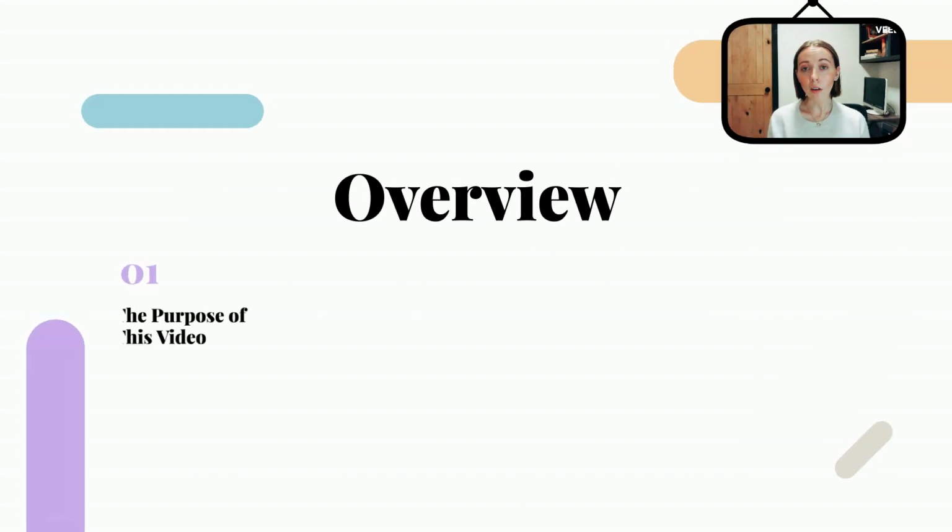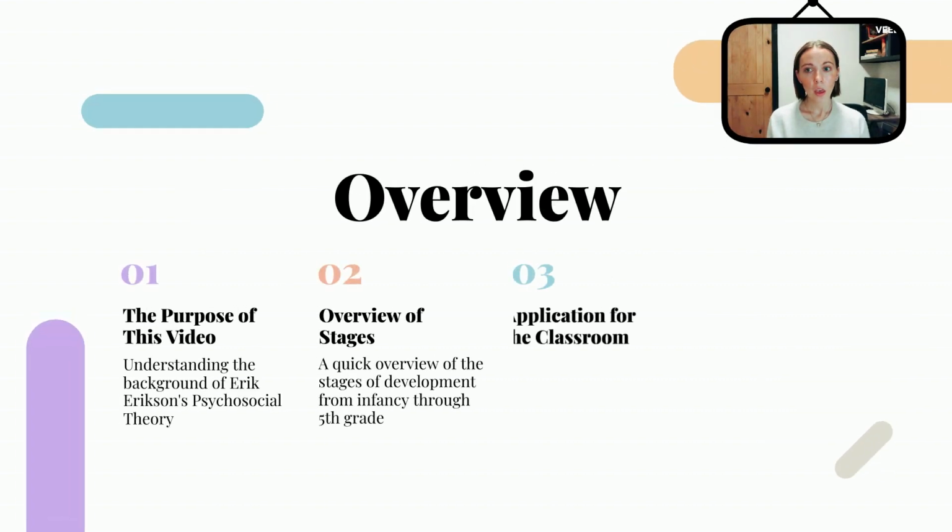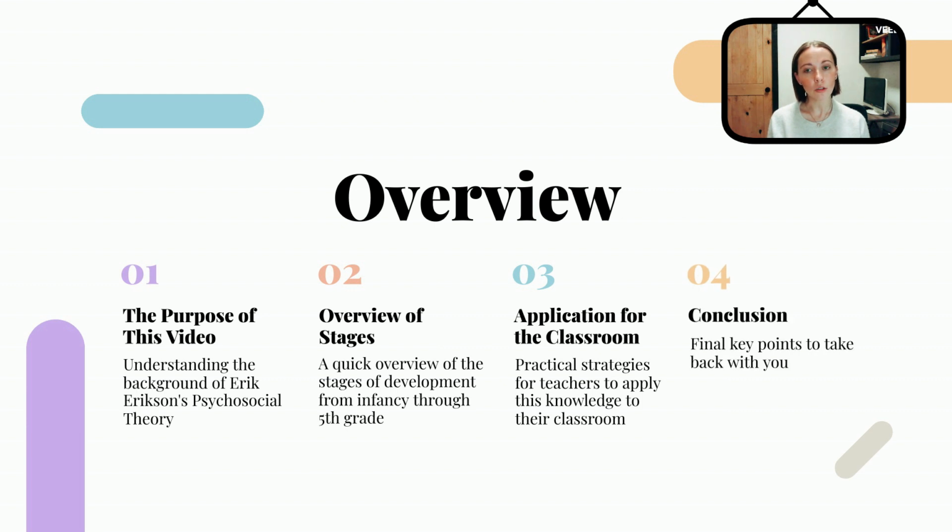So here's a quick overview of what we're going to cover. We'll learn the background and history of Erik Erikson and his psychosocial theory. We're also going to look at an overview of the stages from infancy through the age that a student would be in around 5th grade. I'm going to give you some strategies to take what you've learned and apply it back to your classroom. And then we'll finally wrap up with just a few key points that I want you to take back with you.